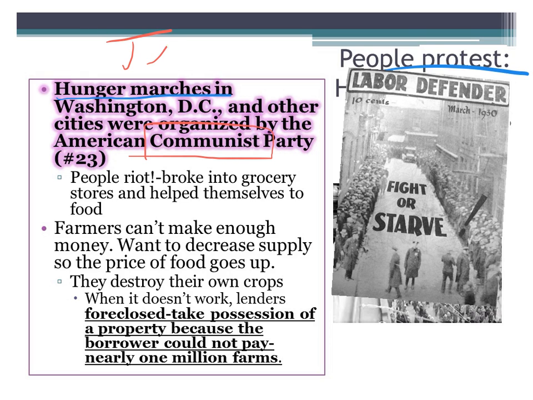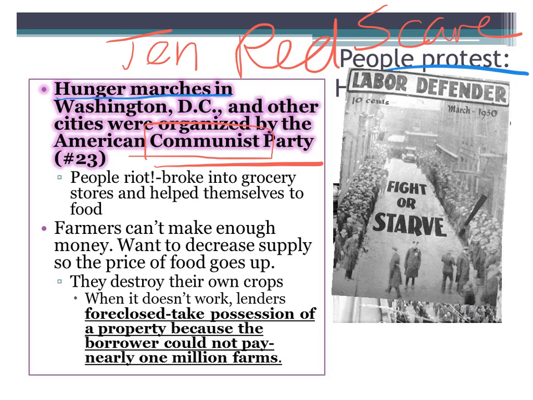Now, just 10 years ago, in 1919, 1920, 1921, 22, we were in the middle of a Red Scare. We were conducting the Palmer raids and deporting Russian people. Now, tens of thousands of people are joining riots and protests led by the Communist Party. People are breaking into grocery stores out of anger and frustration. Farmers are destroying their own crops, trying to decrease supply to raise the price, even having to face foreclosure, losing those farms. Nearly 1 million farms are lost because farmers couldn't afford to keep them.